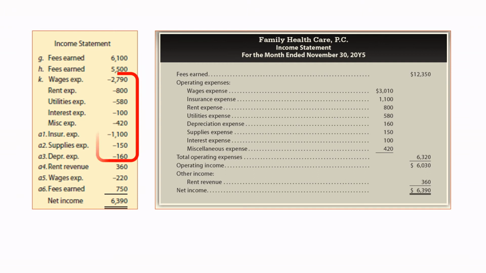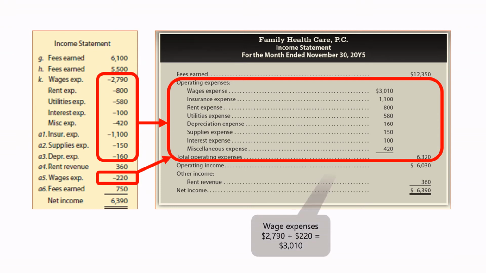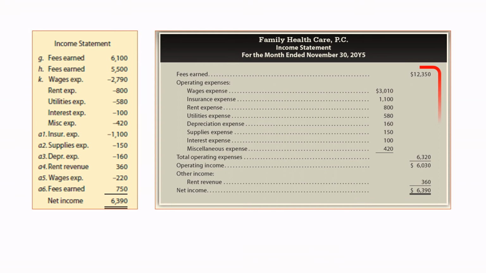Expenses are matched against revenues to determine net income. Expenses now include depreciation expense of $160. Wage expenses of $3,010 include the $2,790 of wages paid, plus the accrual of $220 at the end of the month. Expenses not related to the primary operation of the business are reported as other expenses.